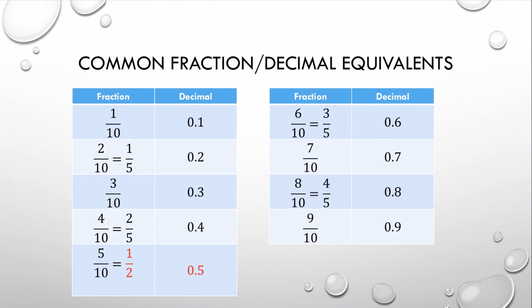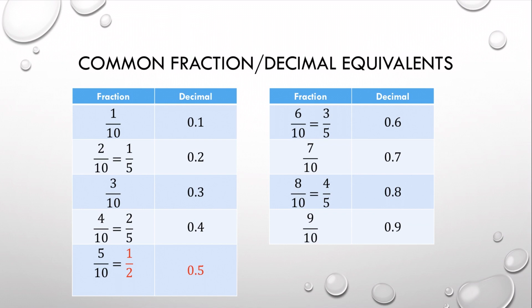So if you see in the left column here, we start with 1/10 as a fraction is the same as 1/10 as a decimal. And that makes sense, right? 1/10, 1/10. They sound the same. So just remember that first decimal place is the tenths place. So 1/10 is the same as 0.1.